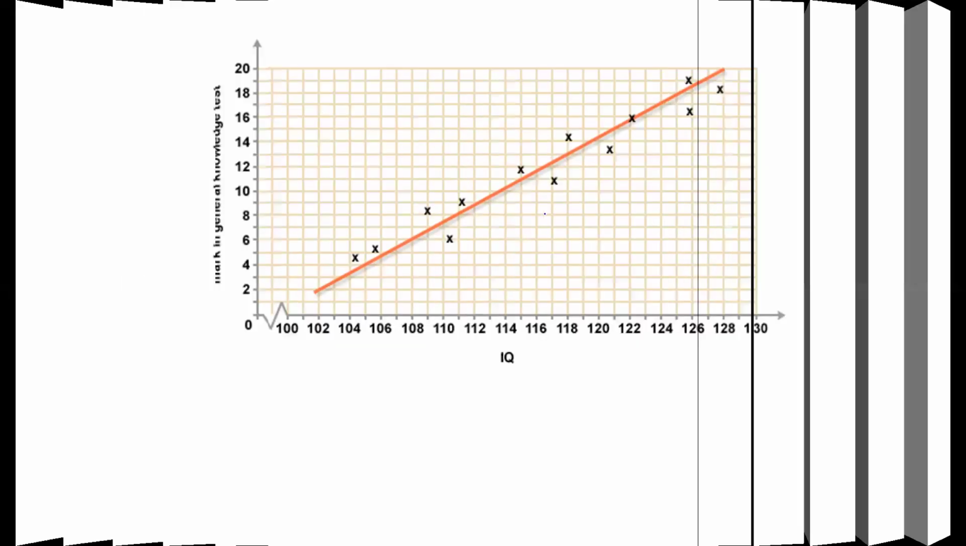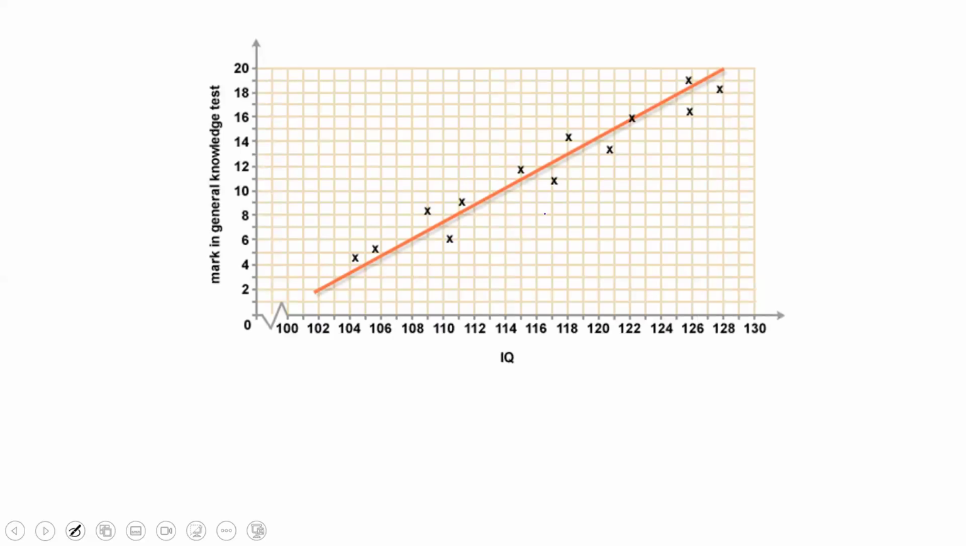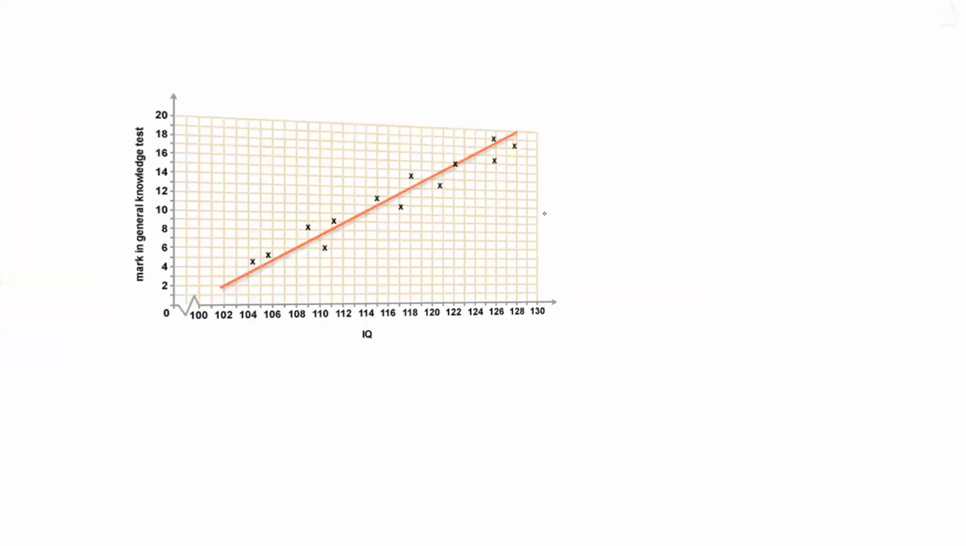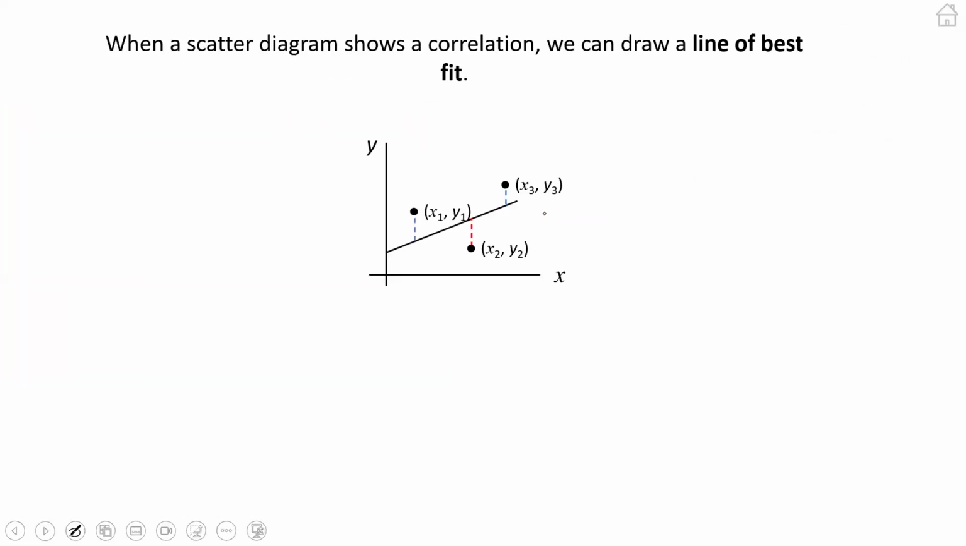Now look at this. This is a straight line. This is the line of best fit. This is called the linear regression line because it's a straight line. So when a scatter diagram shows a correlation, we can draw a line of best fit. Here we have shown the crosses and a line of best fit.